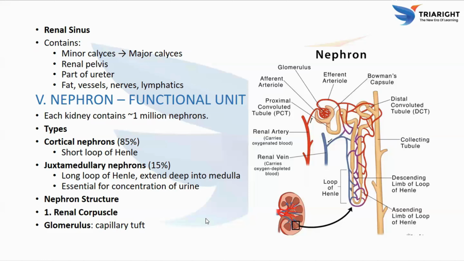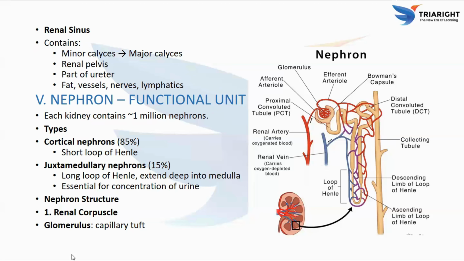Next, coming to the structure of the functional unit called the nephron. What is the structure of the nephron? The nephron consists of many parts. The first part is the renal corpuscle. So what is the renal corpuscle? It consists of both the glomerulus and the Bowman's capsule. The renal corpuscle is the starting point of urine formation.